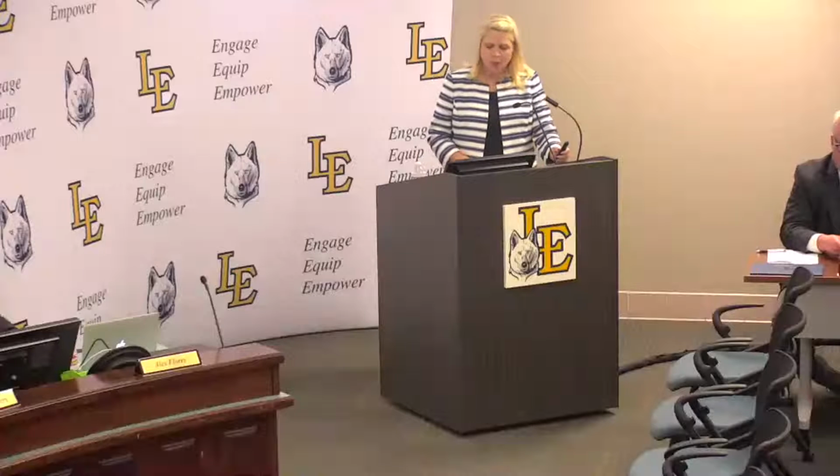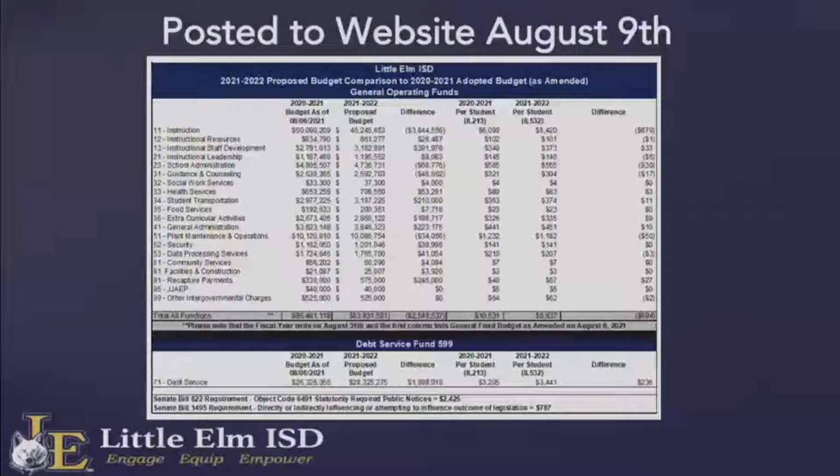And then at the same time, we put this proposed budget on our website. And this one is a little quirky, but it is compliant. So you'll notice that the first column there refers to the 2020-2021 budget as it stood as amended in August when we published this budget for 21-22. And there's nothing wrong with those, but they don't always tell the best story of comparison because you've amended the original budget throughout the years.